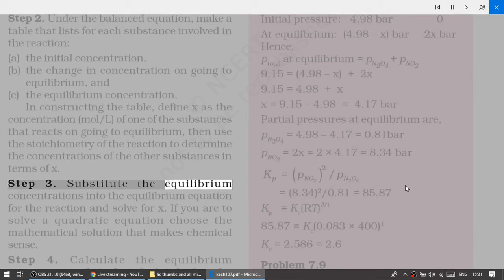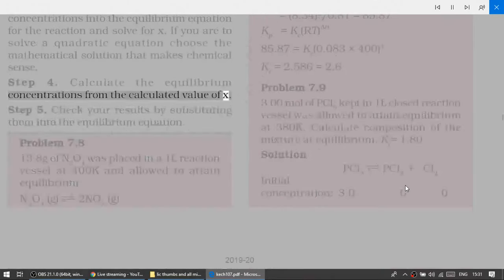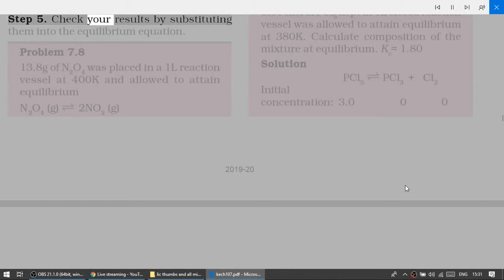Substitute the equilibrium concentrations into the equilibrium equation for the reaction and solve for x. If you have to solve a quadratic equation, choose the mathematical solution that makes chemical sense. Step 4. Calculate the equilibrium concentrations from the calculated value of x. Step 5. Check your results by substituting them into the equilibrium equation.